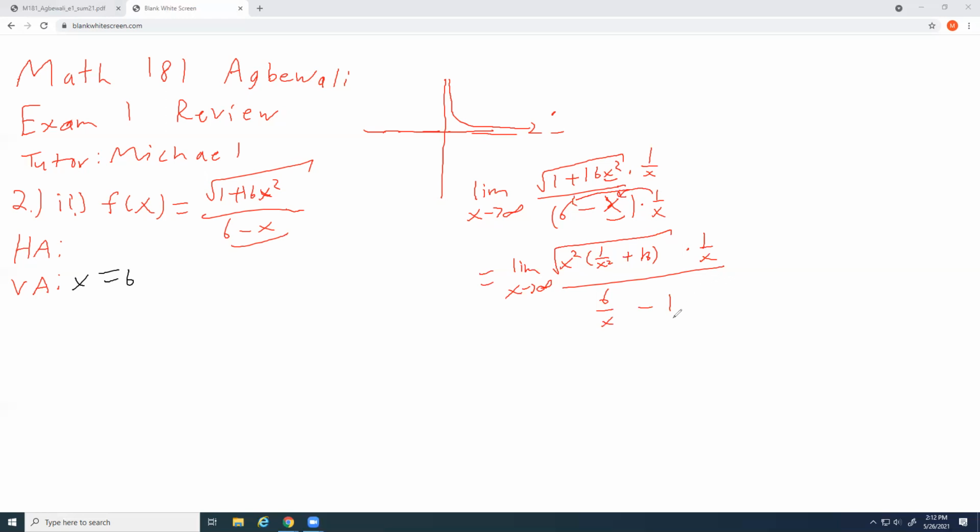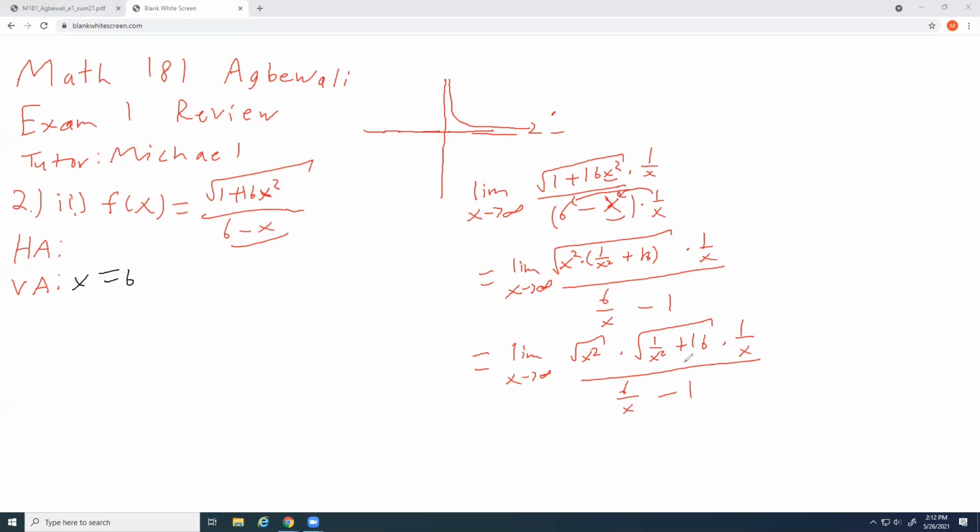All right, and then from here, what we can do is simplify this square root. We notice that we have something being multiplied, and when you have two things being multiplied underneath the square root, you can bring the square root to both of them. So this will simplify to the limit as x approaches infinity of square root of x squared times root 1 over x squared plus 16. This is still times 1 over x, all divided by 6 over x minus 1.